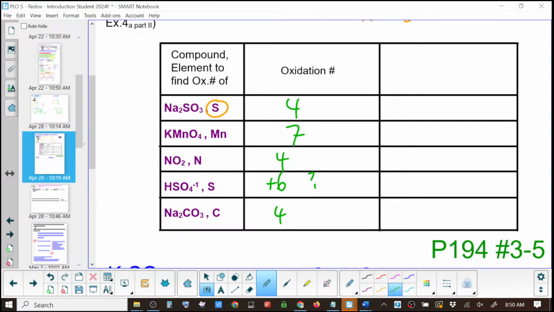Okay. I got a worksheet I'm going to grab. It'll give me practice at identifying reducing agent, oxidizing agent, and oxidation numbers.